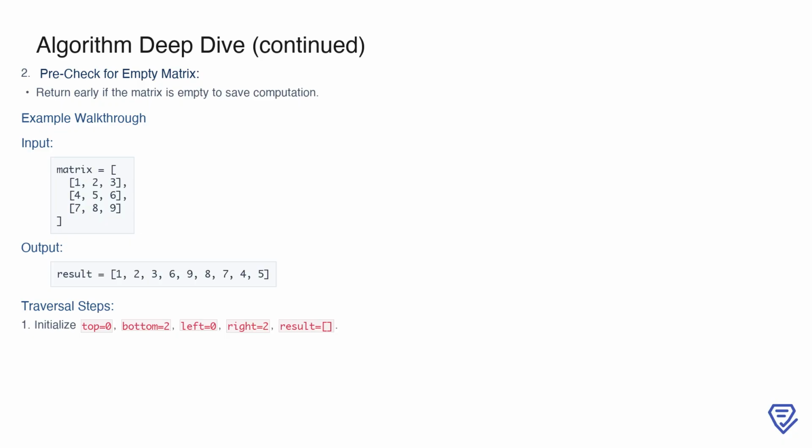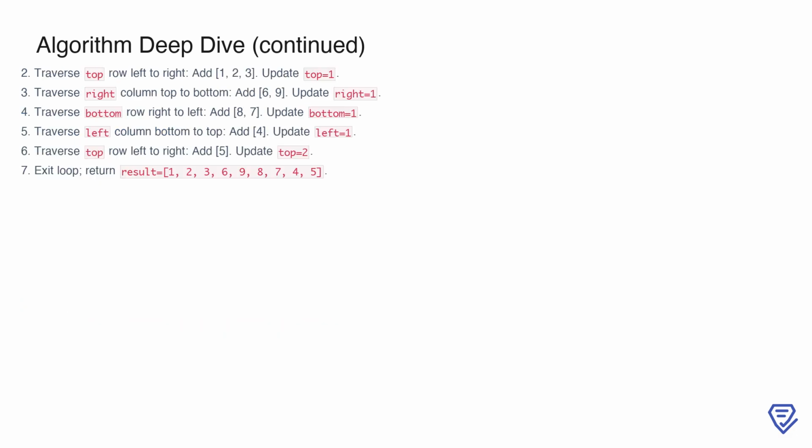Now, let's apply these concepts to an example traversal to see how the algorithm works step by step. Consider the input matrix 1, 2, 3, 4, 5, 6, 7, 8, 9. We start with top equals 0, bottom equals 2, left equals 0, right equals 2, and an empty result list. First, we traverse the top row left to right, adding 1, 2, 3 to result and updating top to 1. Next, we traverse the right column top to bottom, adding 6, 9, and updating right to 1.